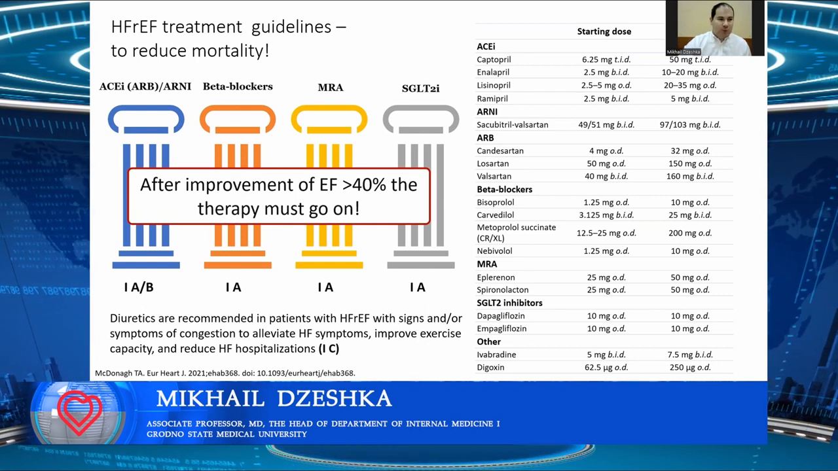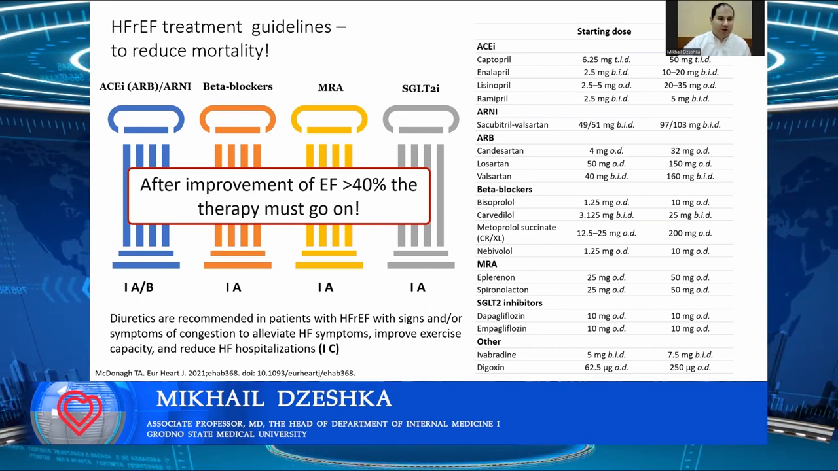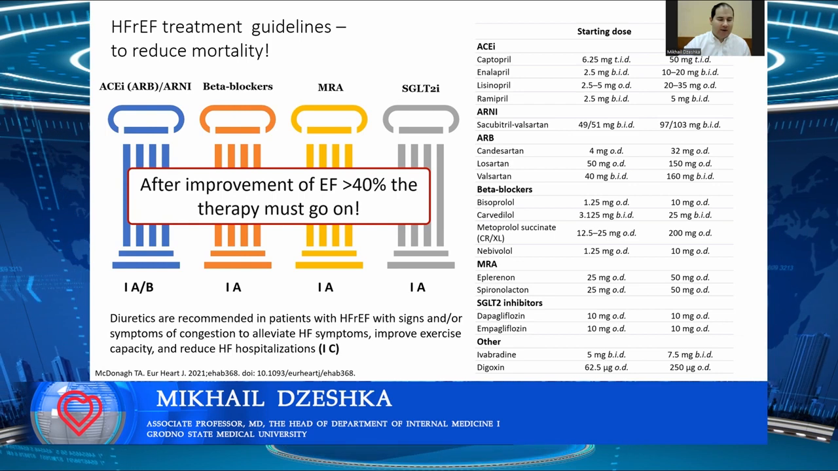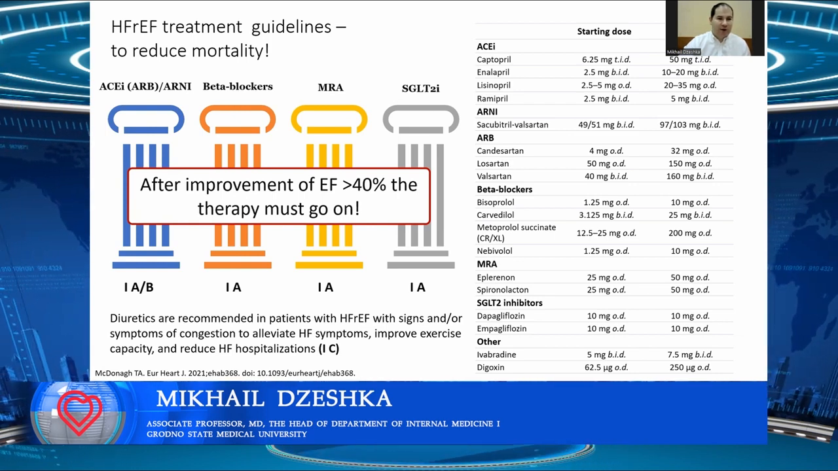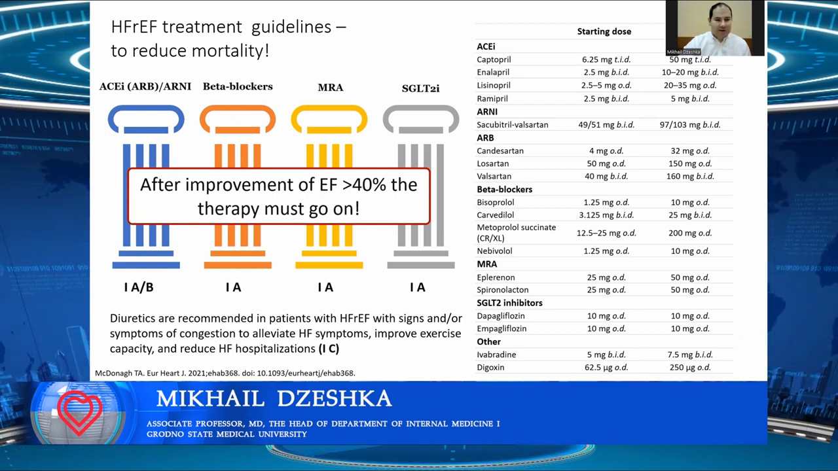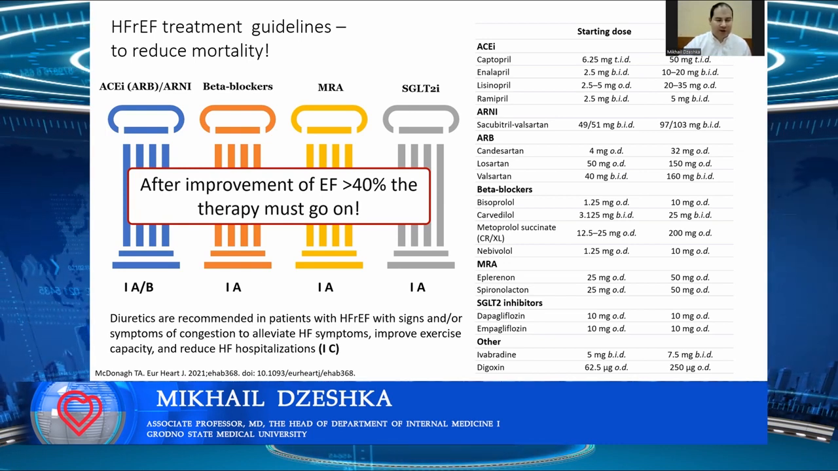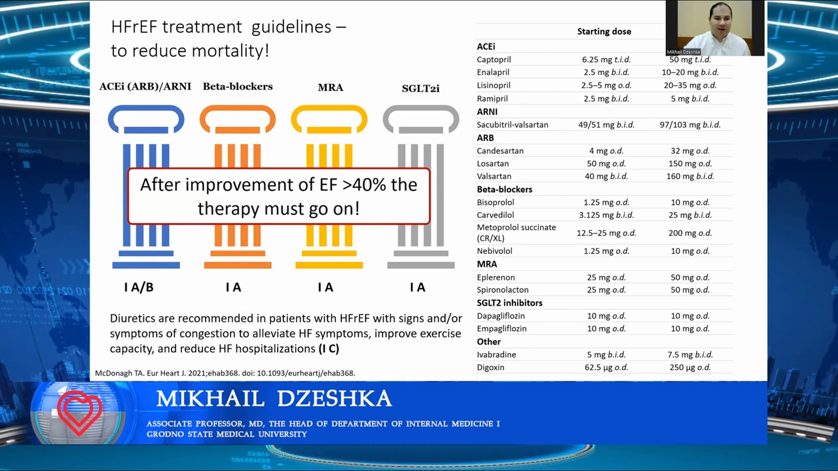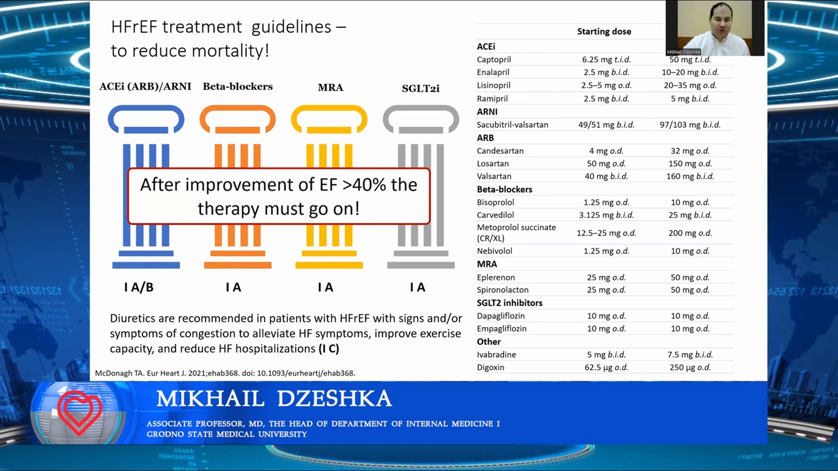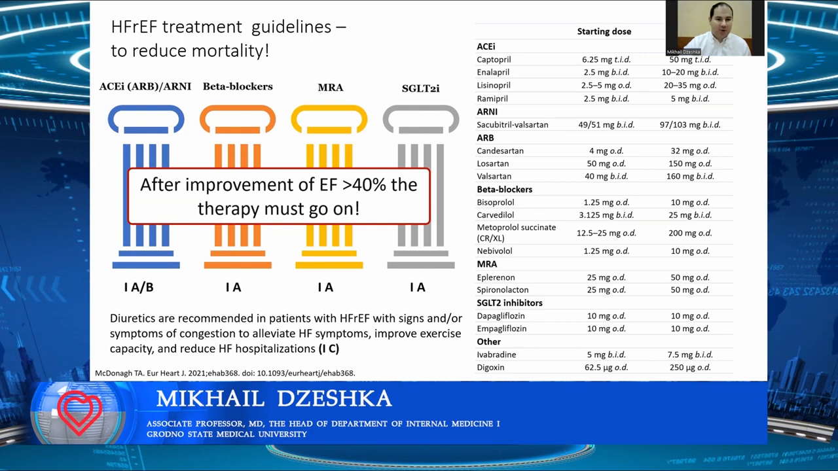A very important note is, while you improve ejection fraction in a patient with heart failure with a reduced ejection fraction over 40%, that means that the patient moves to the category of mildly reduced ejection fraction, or sometimes defined as heart failure with improved ejection fraction. The therapy has to be continued.